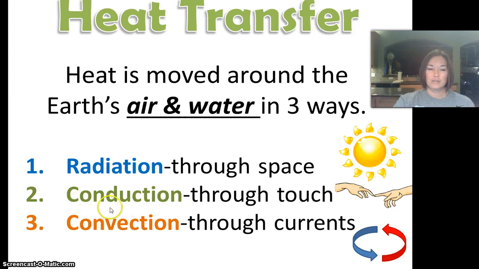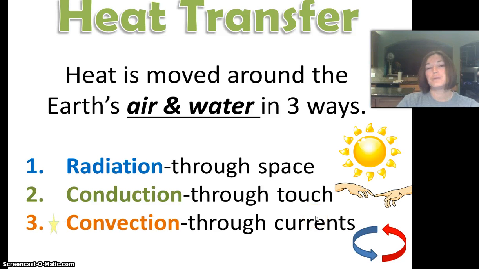And then there's conduction. Conduction is the transfer of heat through direct touch. So if I pick up my coffee cup, the heat from the warm coffee is going to transfer to my hands through direct contact, or direct touch, and that is the transfer of heat through conduction. So whenever you touch something warm, that is conduction, heat transfer. And then the third way heat is transferred is through convection, and that is the movement or transfer of heat through currents.